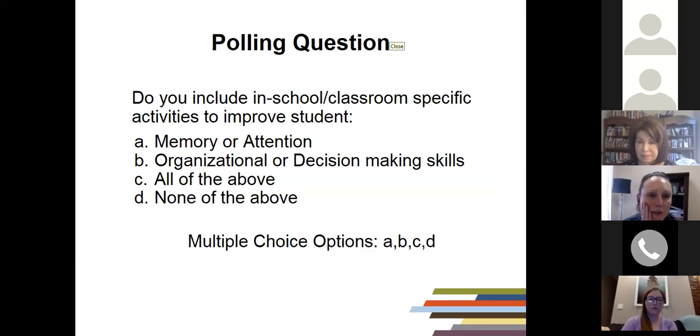And now we can see our results. So it looks like over half of the group indicated all of the above. About a quarter of people organizational or decision-making skills, and 13% memory or attention, and only 6% none of the above. Okay, that's great.